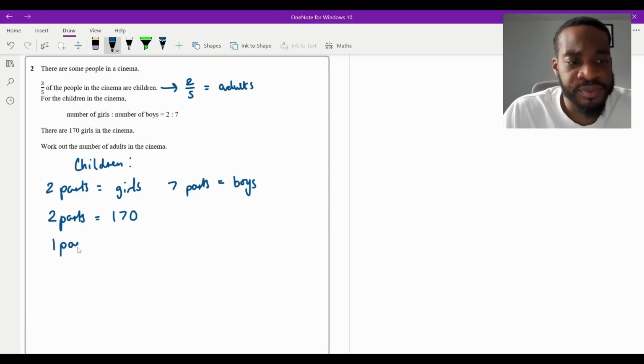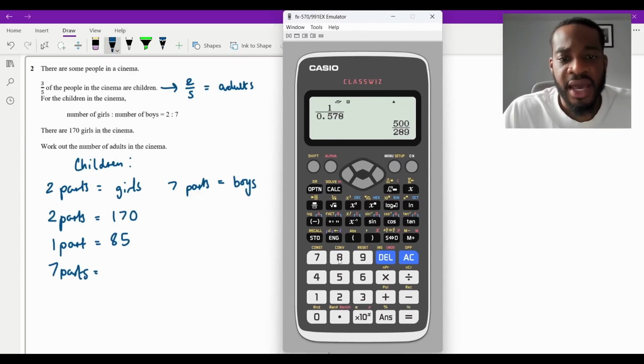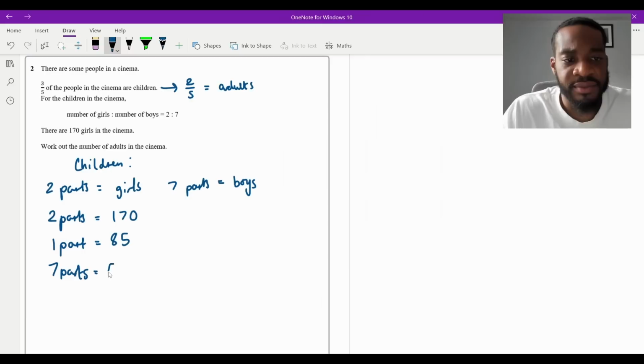So I'm going to do 1 part. Half of 170 is going to be 85, isn't it? And then from there, I can work out how many boys there must be, just by times them by 7. So I'm going to times this by 7 and see what I get. So I put this in my calculator. 85 times by 7 is going to give me 595. So there are 595 boys and there are 170 girls.